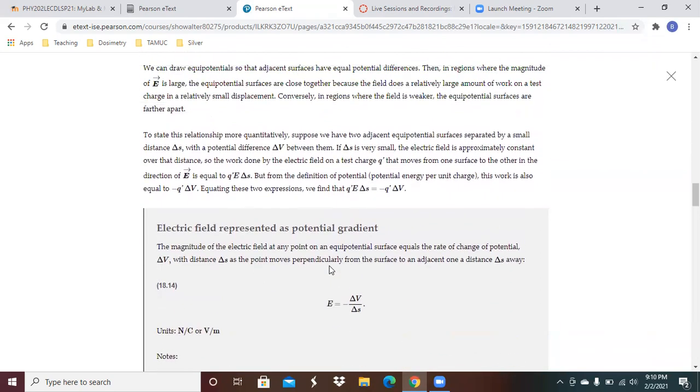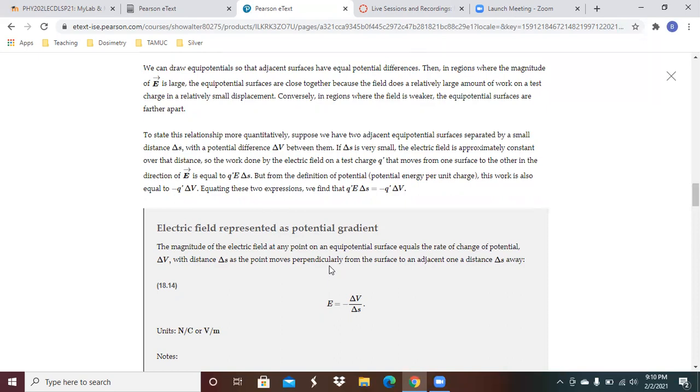If we want to state this quantitatively, then we suppose that we have two adjacent equipotential surfaces separated by a small distance, delta S, with a potential difference of delta V. If delta S is very small, then the electric field is approximately constant. So the work done by the electric field on a test charge that moves from one surface to the other in the direction of E is equal to Q prime E delta S.